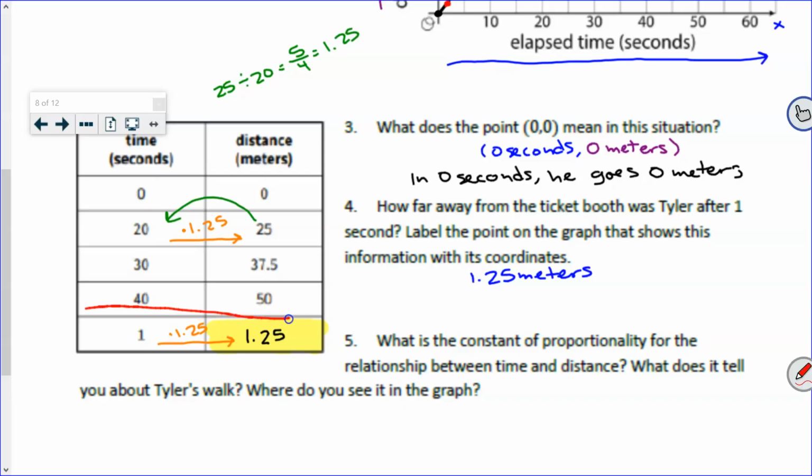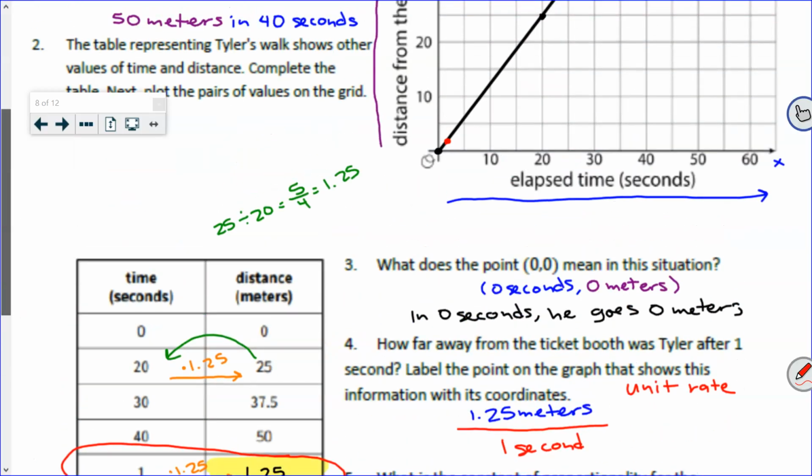After 1 second, he's 1.25 meters away. Fun fact, this is called the unit rate. Because this is how many meters he went after 1 second. That looks like a unit rate, right? Something per 1. Something per 1, that's our unit rate.